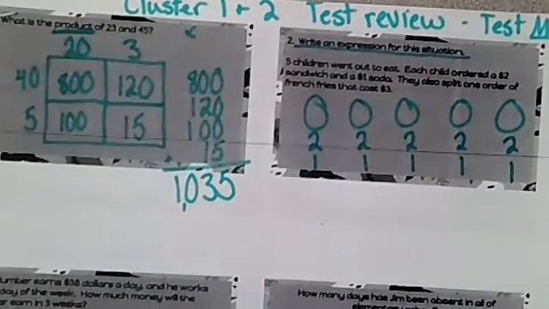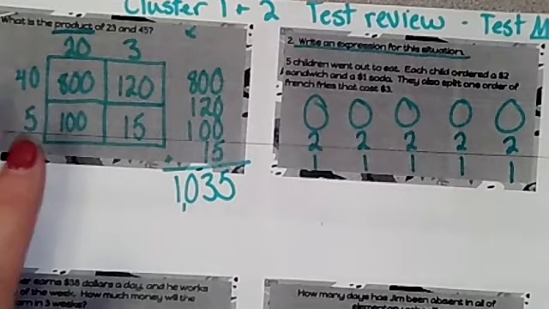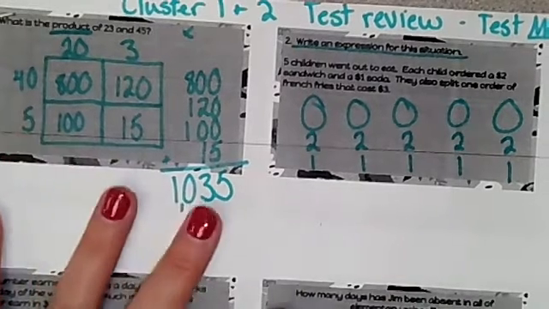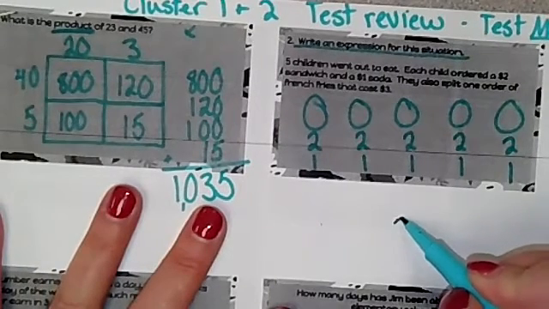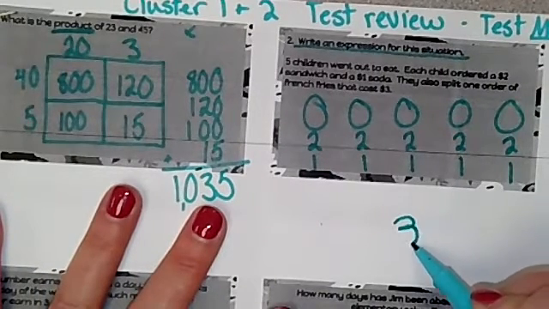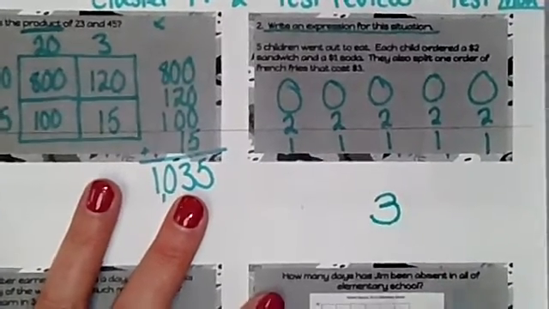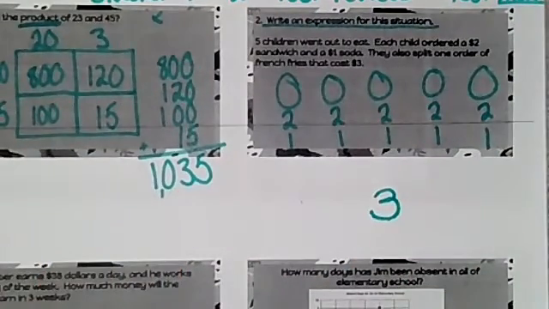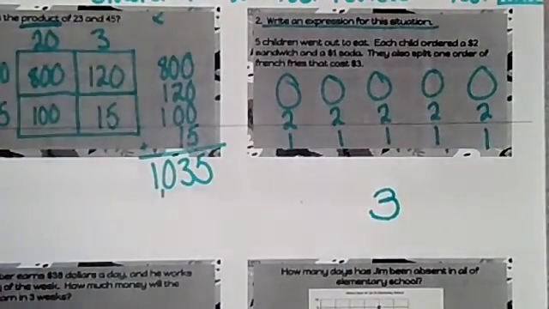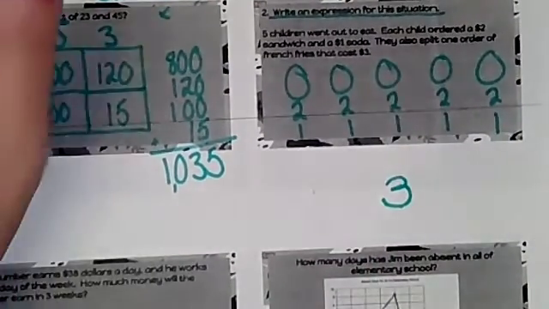Y'all cool with that? Okay. Then it says they also split one order of French fries that cost $3. So there's just this one order of French fries down here. Okay. They don't all get their own order of French fries. Do you understand that? Okay. So it says here, how are you going to write this as an expression? Anybody got any ideas? What would you type in your calculator? Tell me, Emily.